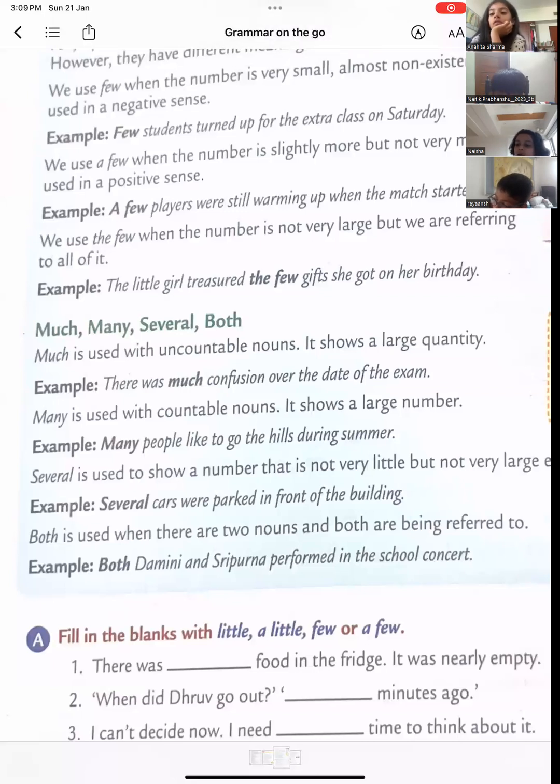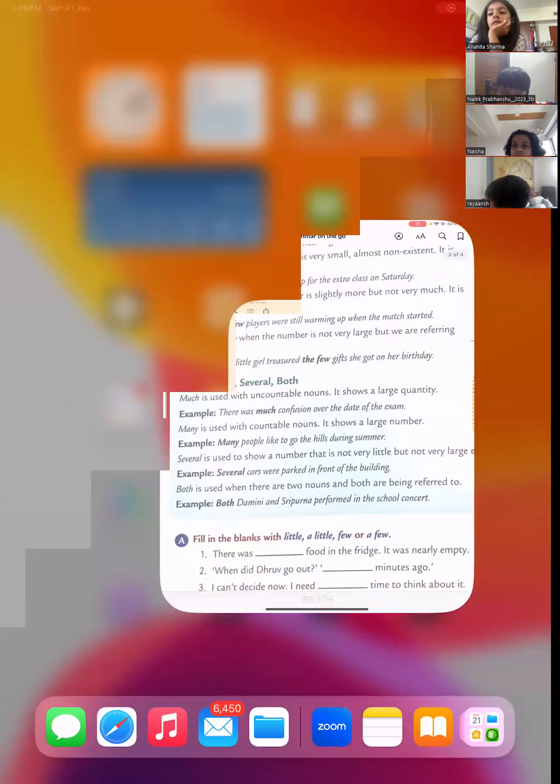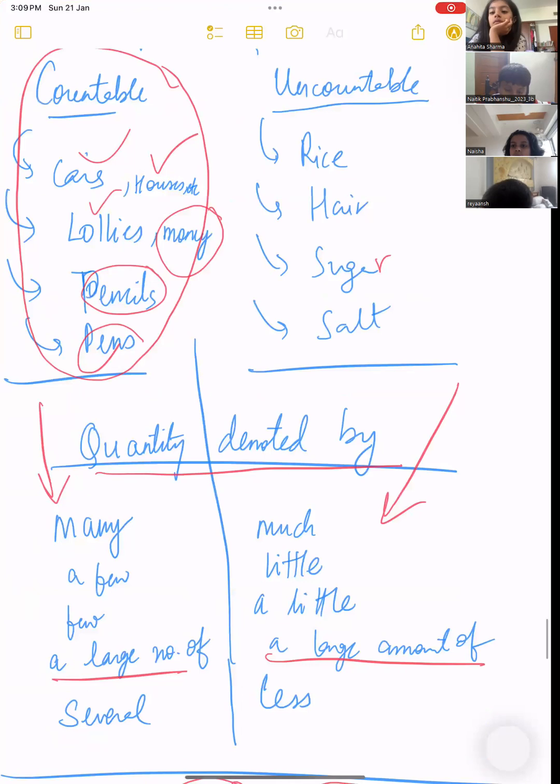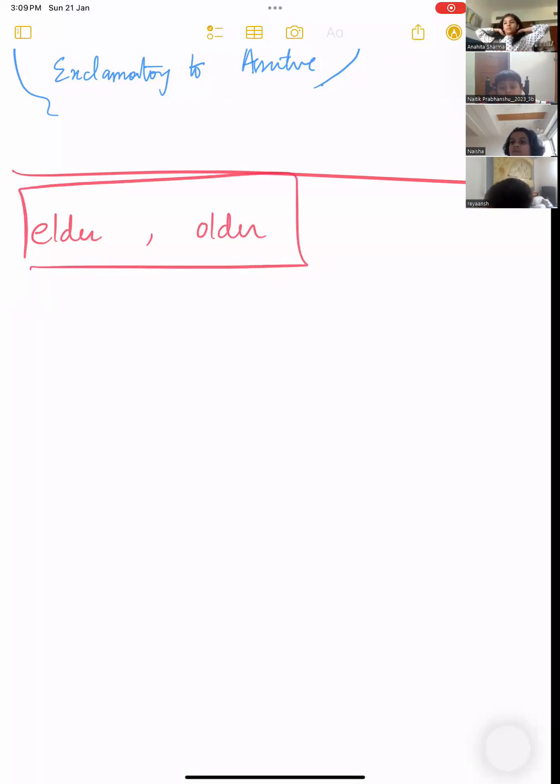Okay. Last, both is used when there are two nouns and both are referring to. So both Damini and Sriparna performed in the school concert. I think both is very easy for everybody, correct? Now, next confusion that arises is when to use elder and older.